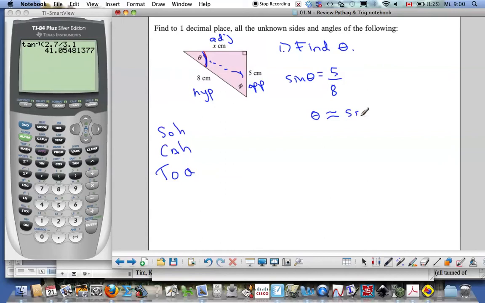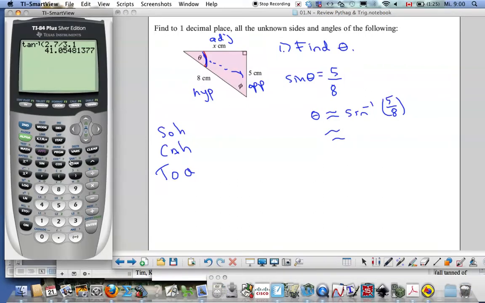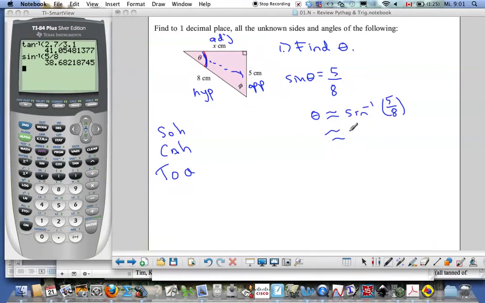Now remember, angle alert. Angle means inverse. Okay, so second sine. 36.7. Should we do it to 3 significant figures? 3 significant figures will be good. So that's the angle now.